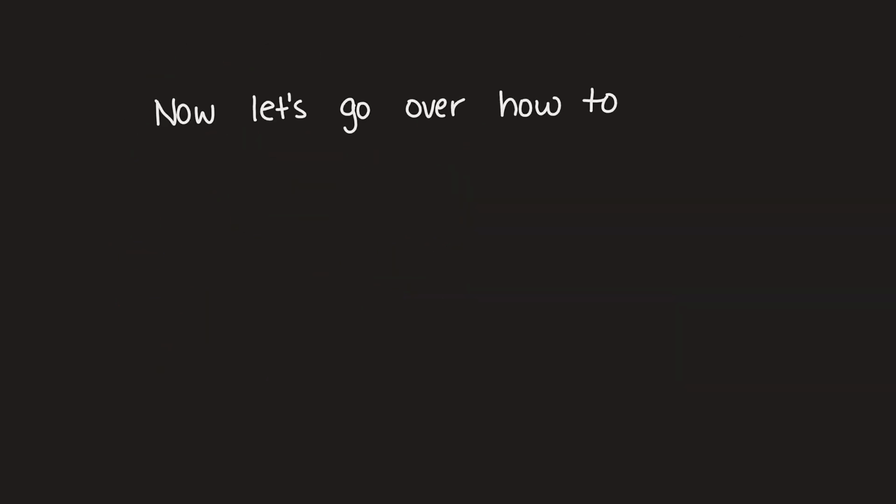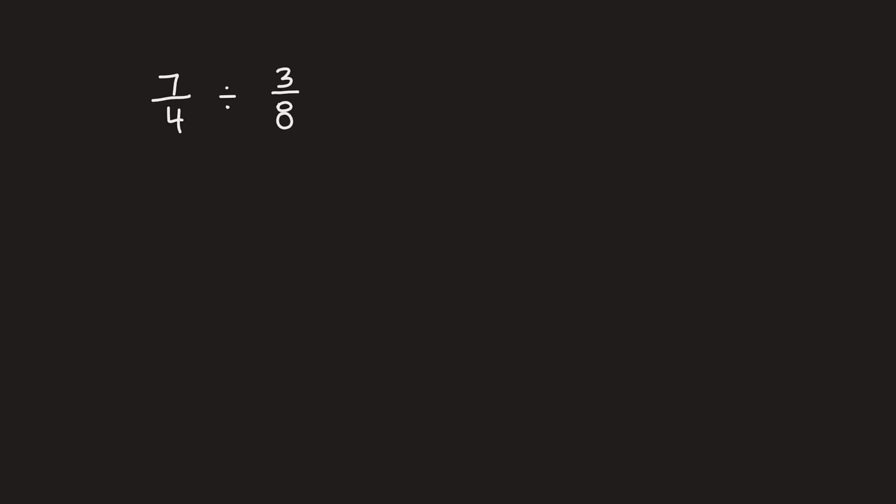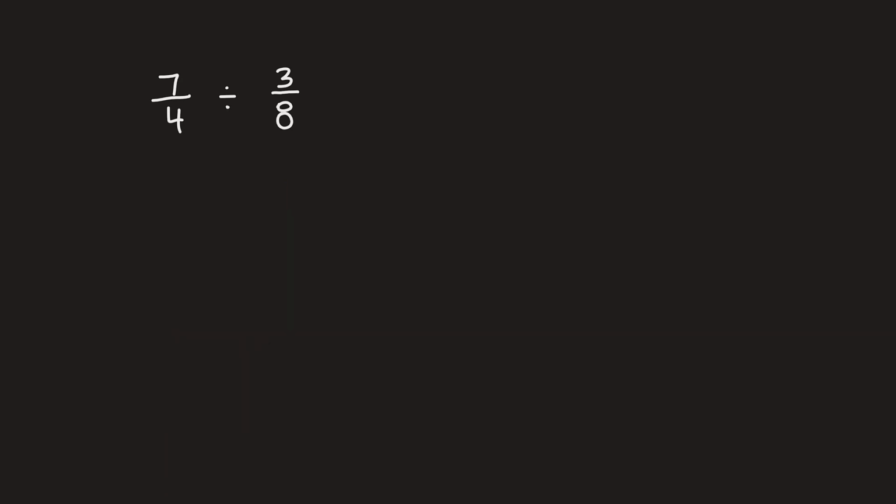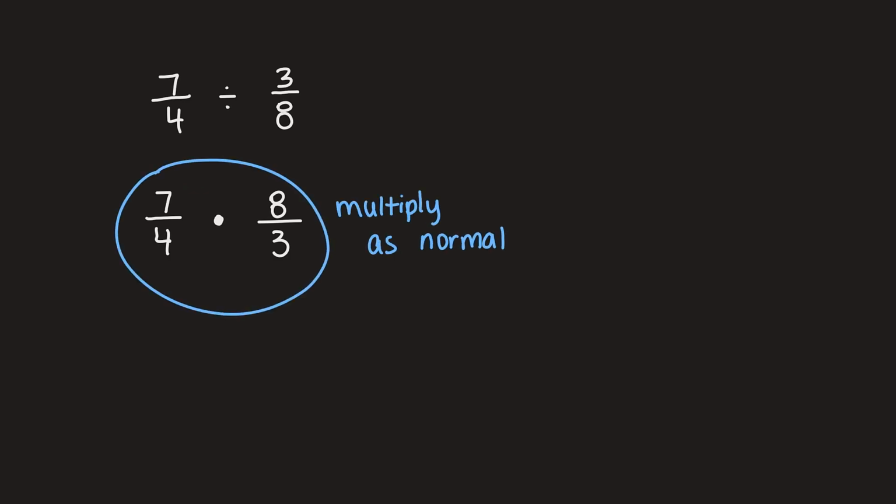Now let's go over how to divide rational expressions. Again, let's start with the simpler example. So 7 over 4 divided by 3 over 8. To divide these two rational expressions, we would multiply by the reciprocal, using keep, change, flip. So this expression can be written as 7 over 4 times 8 over 3. And now we would multiply as normal.